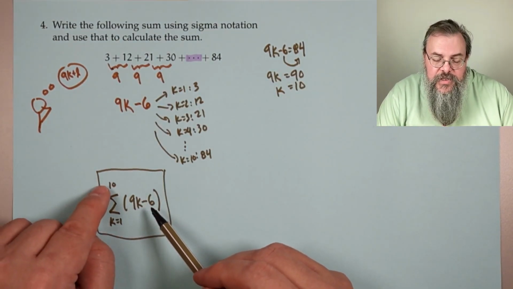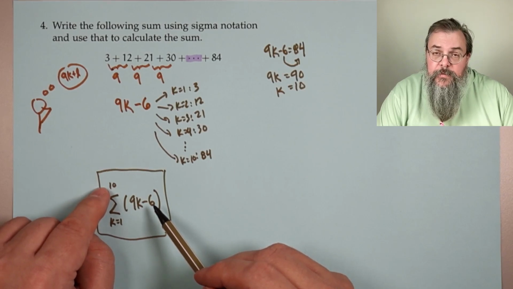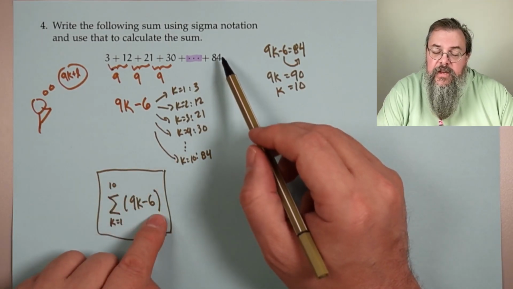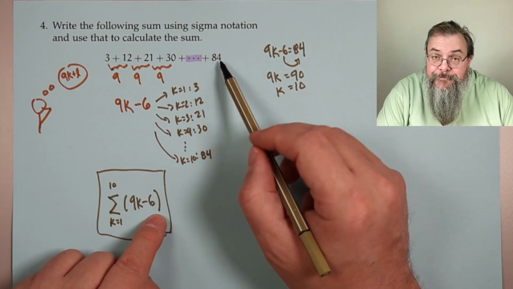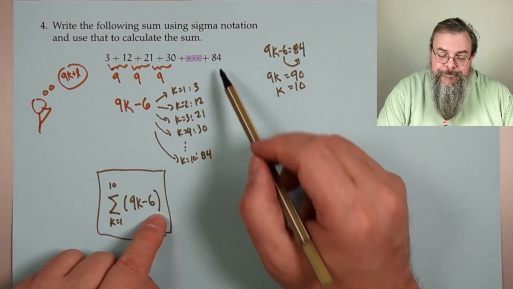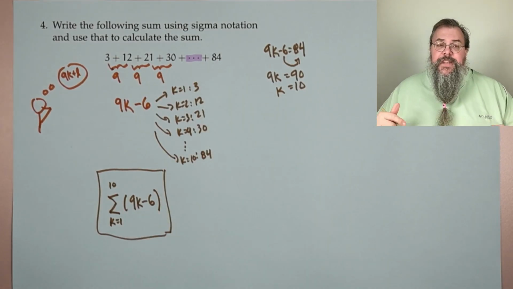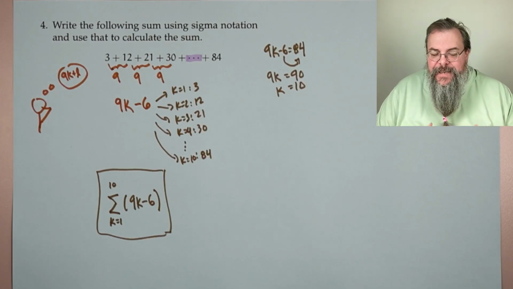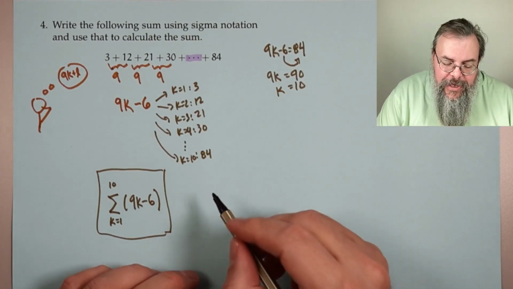We also said, how do you figure out the last term? Like, where do you know where to stop? So set the 9k minus 6 to the last number, solve for k. All right, so that's how we found our stop. Now, we have to evaluate this sum. That's okay. We can do that.